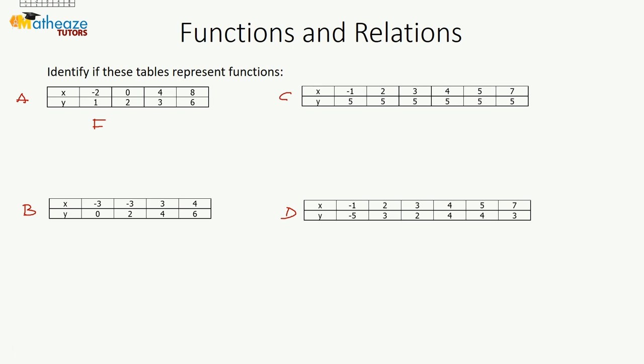Table B, we can see the domain values are -3 and -3, but they have two different range values. So this is not a function. Let's look at table C. We have -1, 2, 3, 4, 5, 7, but they all point to the same range value. So this is a function. And then table D, we have -1, 2, 3, 4, 5, 7. And in this case, the x is not repeated, so we have them pointing to unique range values. So this is called a function.